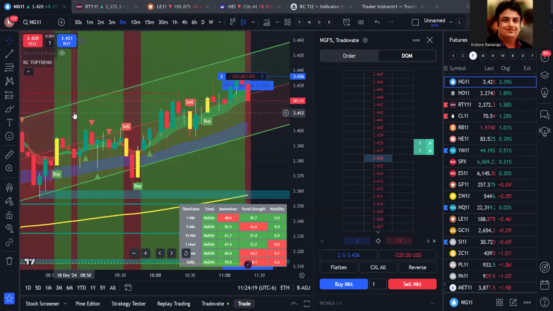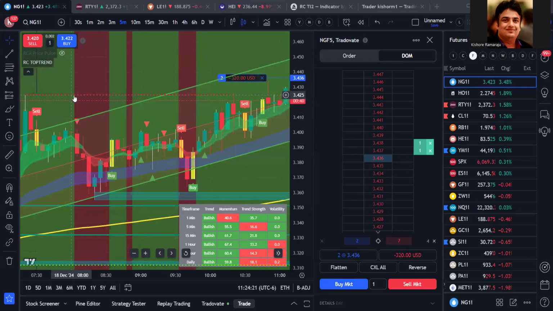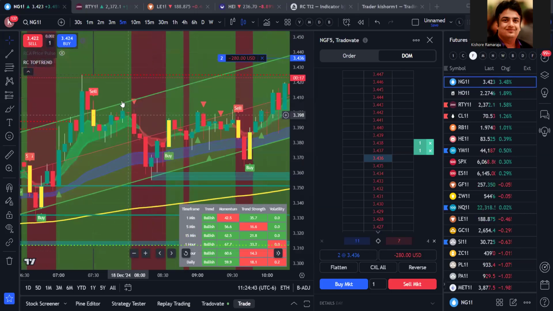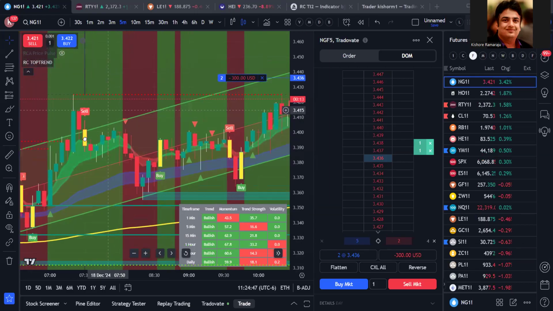So in top trend, you see two types of support and resistance. One is these red dots, and then you have green dots. These are your support ones. And if you have this rectangle or this line, that is your strong support. These dots are like your minor support. In the same way, these red dots are like your minor resistance.